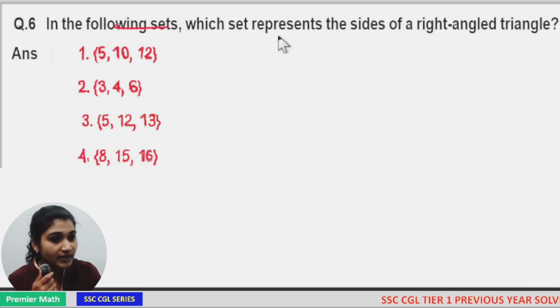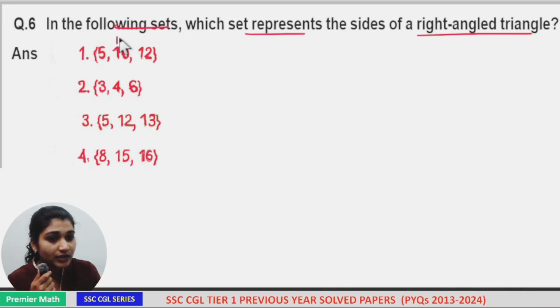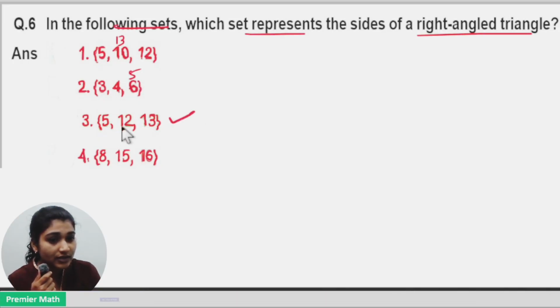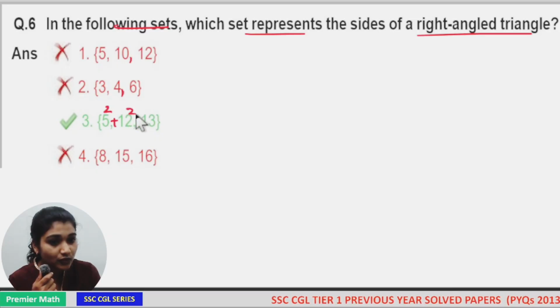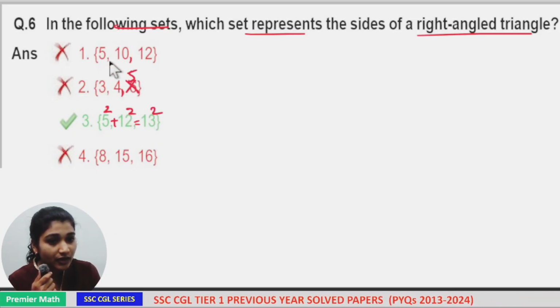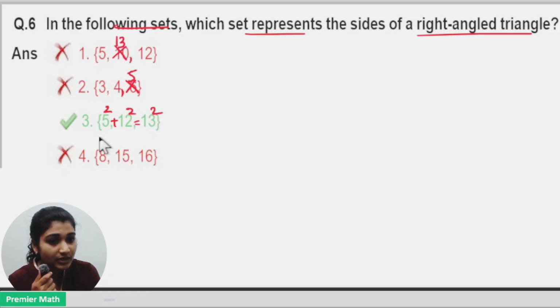In the following set, which set represents sides of a right angle triangle? 5, 12, 13 is a triplet, 3, 4, 5 is a triplet. Here 5, 12, 13 is option 3, your answer. 5 square plus 12 square is equal to 13 square. Here instead of 6 it should be 5. Here instead of 10 it should be 13. And here instead of 16 it should be 17. 8 square plus 15 square is 17 square.